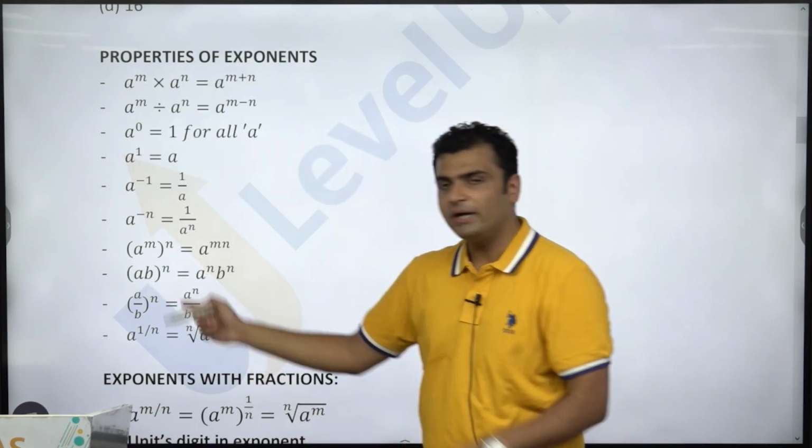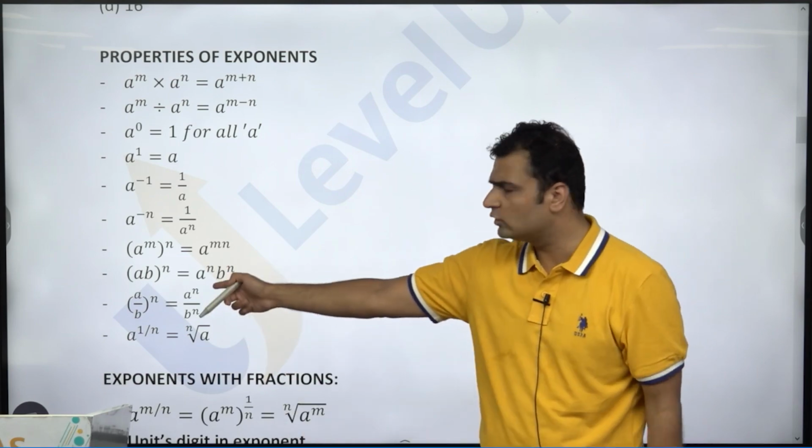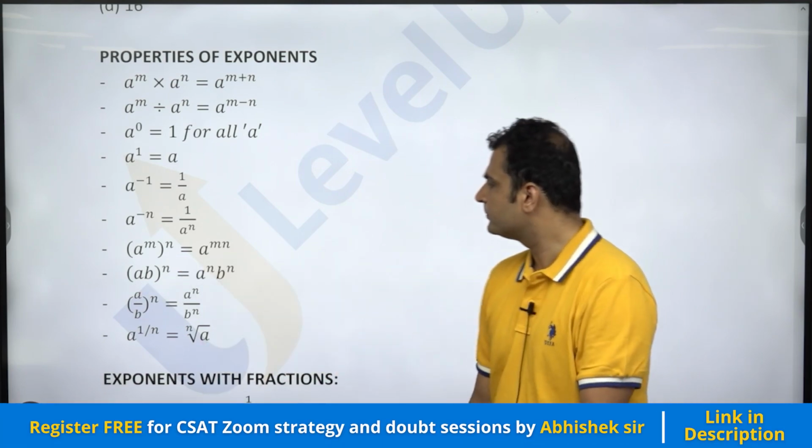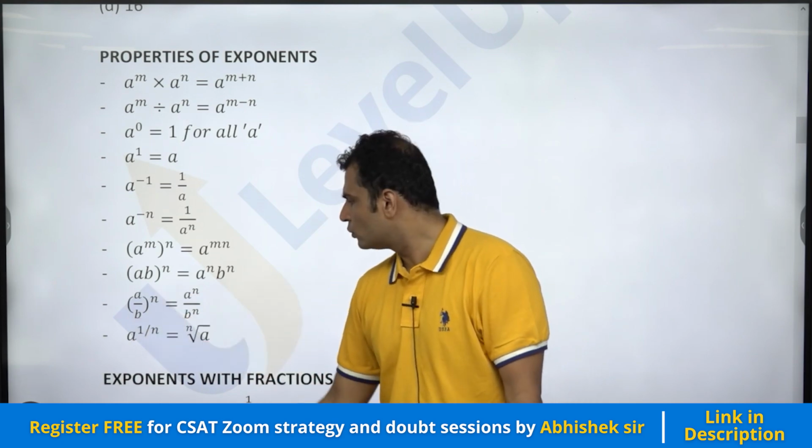Next, (ab) to the power n is equal to a to the power n into b to the power n. So this n distributes inside. The same thing is true for division.